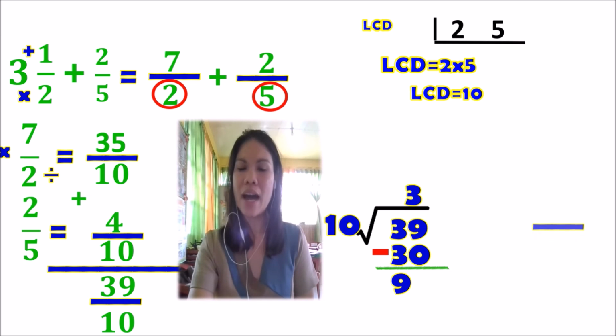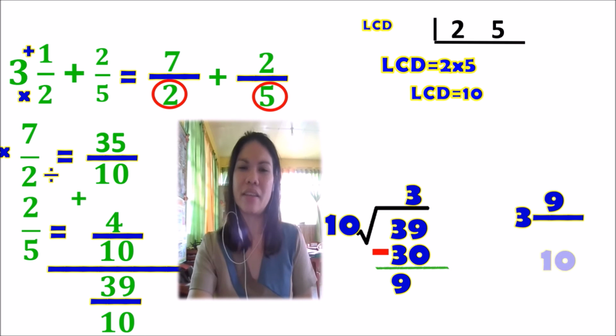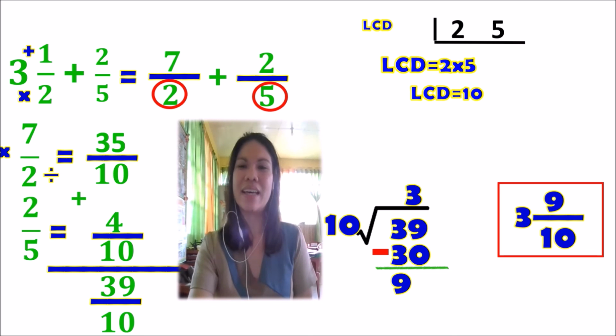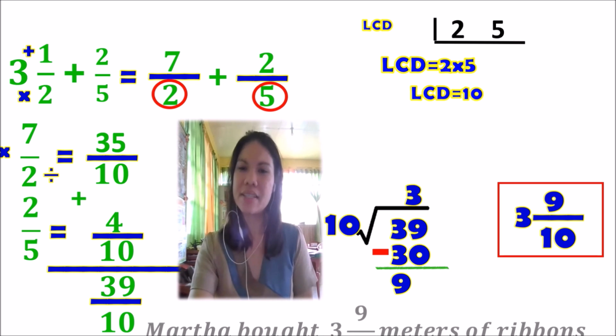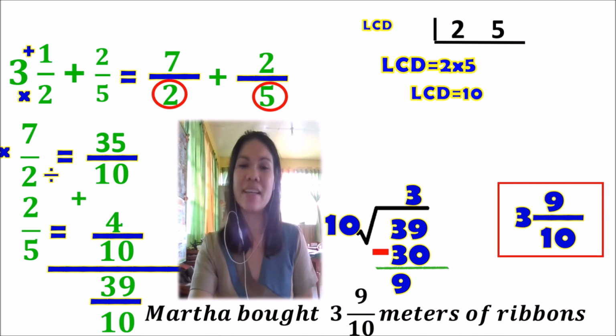Now, we now have our mixed number. That will be equal to our whole number, or quotient is 3. Our remainder is number 9. That will become our numerator. And then of course, our divisor will be our denominator. That is our final answer. And of course, the final answer is Martha bought 3 and 9/10 meters of ribbons.